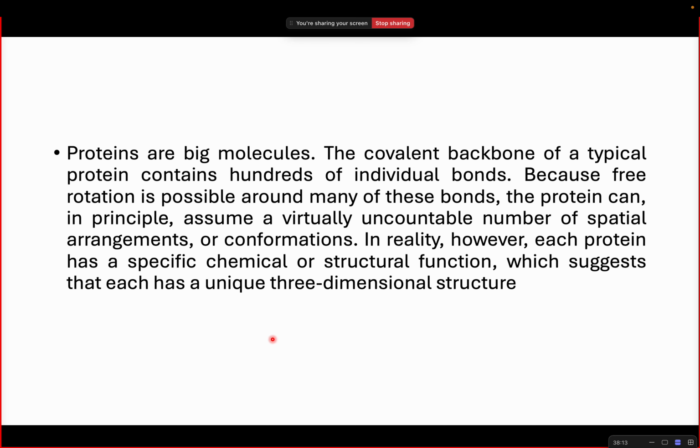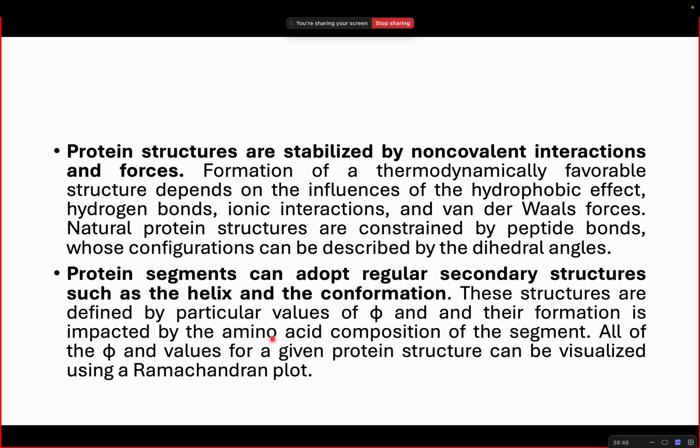Some basic pointers about the structure of a protein. So it goes like, proteins are big molecules. The covalent backbone of a typical protein contains hundreds of individual bonds. Because free rotation is possible around many of these bonds, the protein can, in principle, assume a virtually uncountable number of spatial arrangements or conformations. In reality, however, each protein has a specific chemical or structural function, which suggests that each has a unique three-dimensional structure. Protein structures are stabilized by non-covalent interactions and forces.